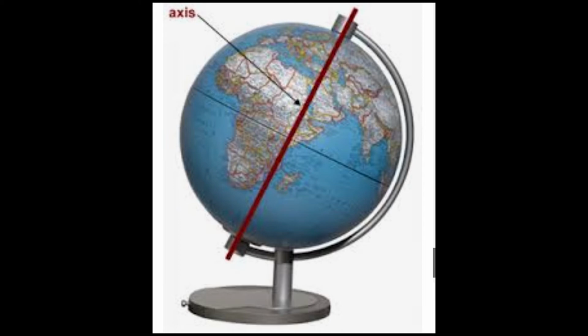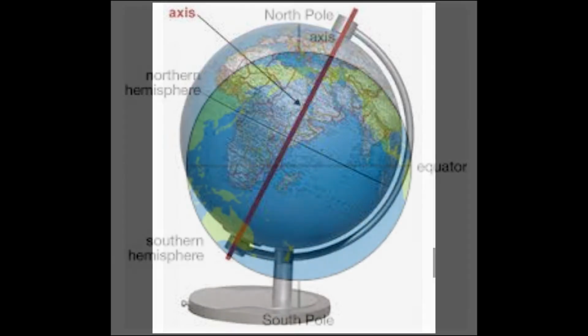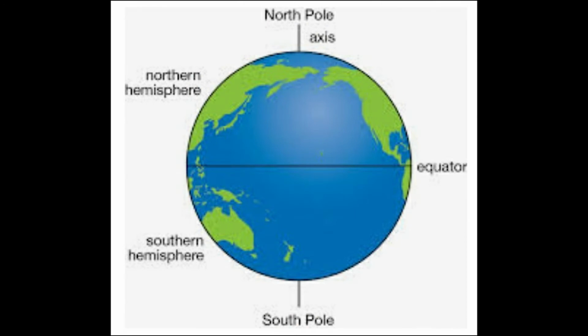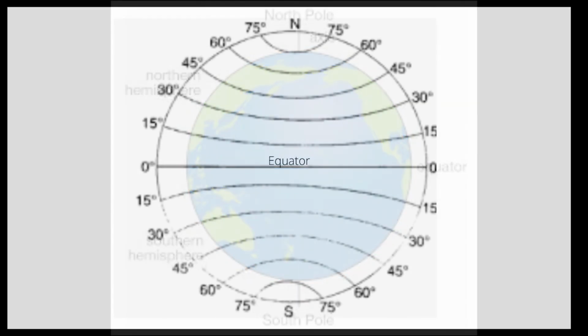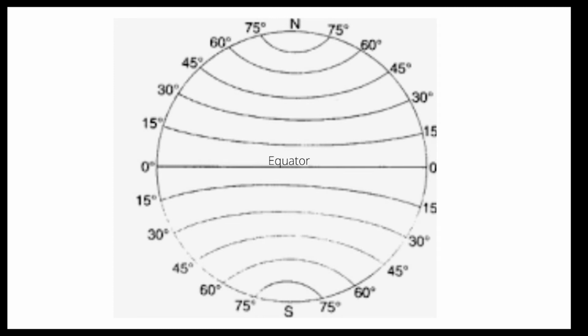Next, you can see the image of the equator, a line passing through the middle of the globe. I have written the name, equator. The equator is another imaginary line running on the globe, which divides the globe into two equal halves. The northern half is called the northern hemisphere, and the southern half is called the southern hemisphere. The equator is very important because with its help we can locate places on the globe.